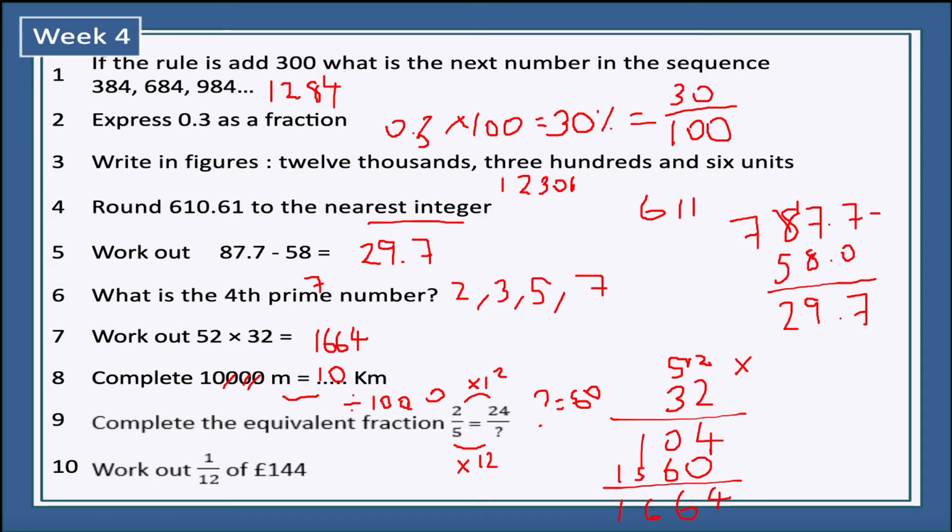Work out a 12th of 144. So this is a fraction of an amount. So divide by the bottom, times by the top. 144 divided by 12 is just 12. And then 12 times 1 is just 12. So the answer is £12. So a 12th of 144 means that I divide it by 12. So it's a fraction of an amount.